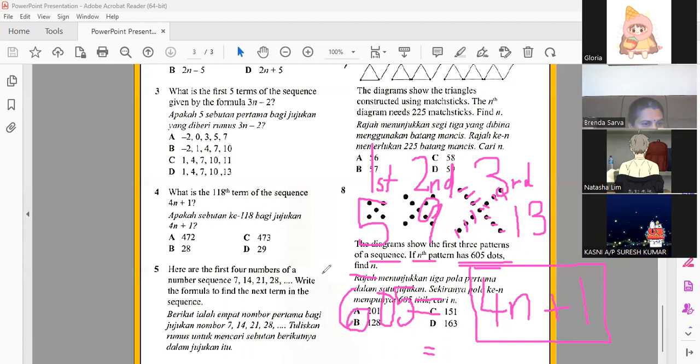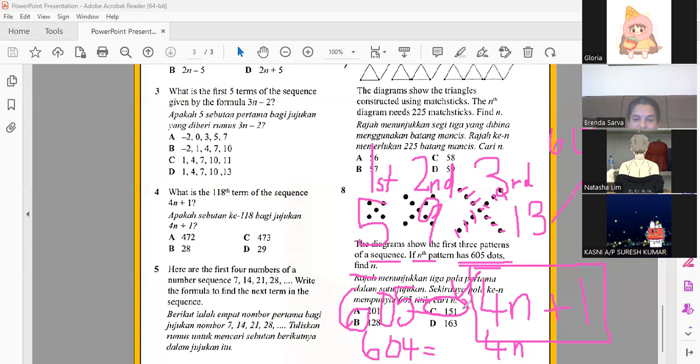Okay. How do you guys see there? So first of all, 4n would be 604, right? 604 divided by 4. Very good. So, Gloria, why do you get 2 there? Very good, Durgashini. So, 604 divided by 4, that should give you 151. That's it.